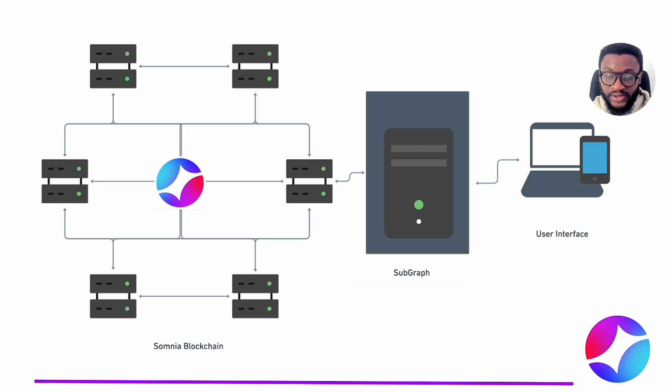On the right of your screen, you can see a user interface, and on the left, you can see the network, which is the Somnia blockchain. In the middle, you have a subgraph service that allows developers to build user interfaces where their end users do not need to query the blockchain directly. Instead, the subgraph catches this data and presents it to the user interface by indexing events emitted from contracts.